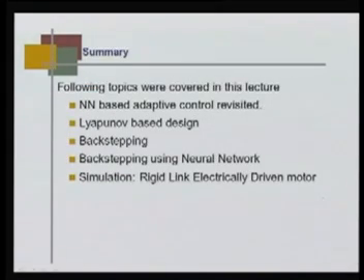Summary: what we discussed today is the NN based adaptive controller, which was revisited, we discussed in the last class, Lyapunov based design, backstepping using neural network, and we demonstrated the efficacy of backstepping using a rigid link electrically driven motor.